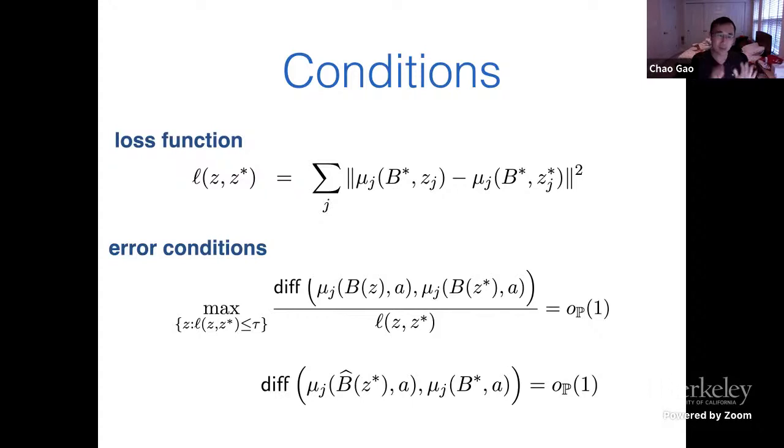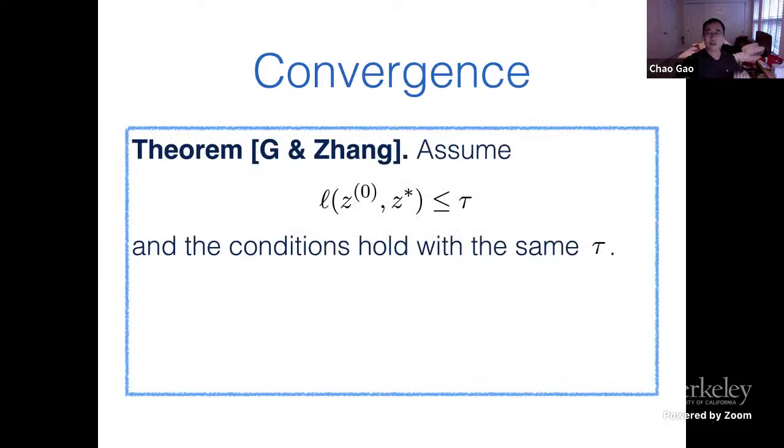And I also want this to hold uniformly within a neighborhood of the truth with radius tau. Okay, it turns out this tau will characterize the domain of attraction of the iterative algorithm. And the second condition just requires that the difference between the two mean functions, if B star is replaced by an estimator which assumes knowledge of Z star, is also little o(1) with high probability.